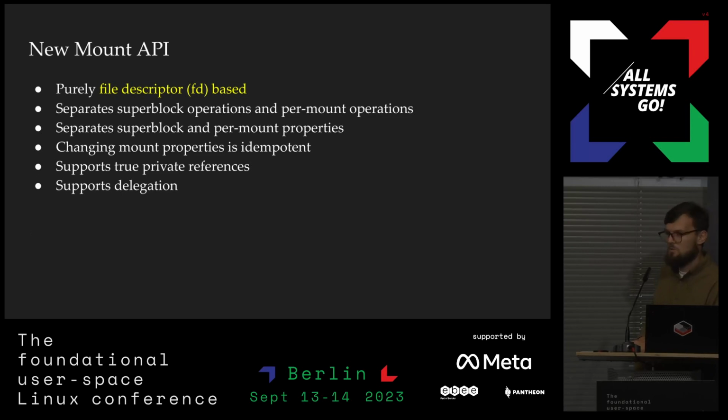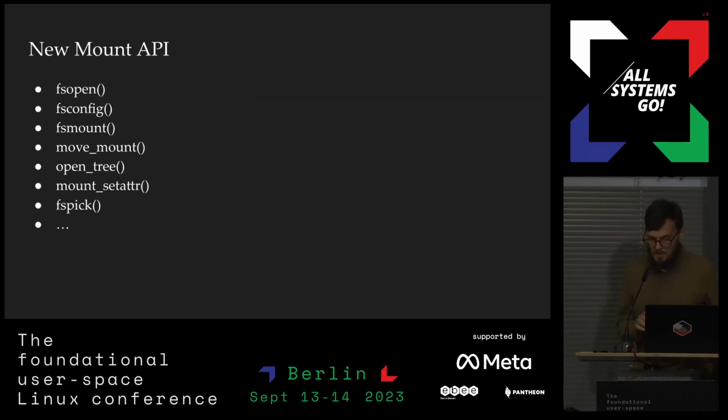And it supports true private references, so that you can create mounts that don't exist anywhere in the file system hierarchy. Another way of saying this is they're not visible in any mount namespace, and you can still interact with them. And it supports delegation, which is also something that systemd is currently already making use of. So it's a bunch of system calls: fsopen, fsconfig, fsmount, move_mount, open_tree, mount_setattr, and fspick.